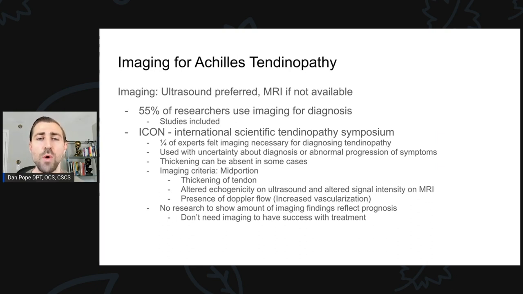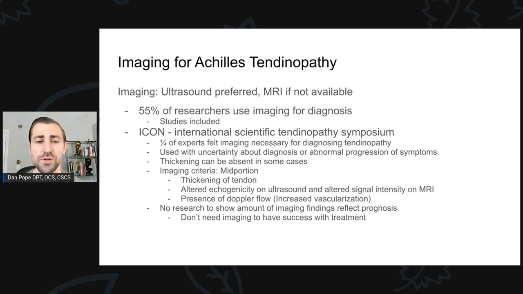So, when should you use imaging? It's used when you have uncertainty about the diagnosis of Achilles tendinopathy, where there's some sort of abnormal progression of symptoms over the course of time. Okay. The other piece, and I talked about this earlier, is that thickening can be absent in some cases. So if you're using imaging to rule in a tendinopathy and you're not noticing much thickening, right, within the image, it might lead you to believe there's not a tendinopathy. However, the tendinopathy might not be very advanced at this point.